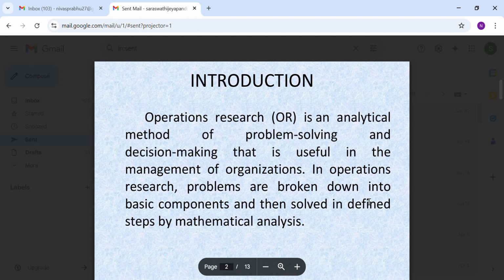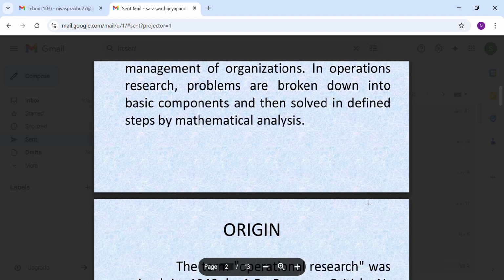Operation research is an analytical method of problem solving and decision making that is useful in the management of organization. In OR, problems are broken down into basic components and then solved in defined steps by mathematical analysis.